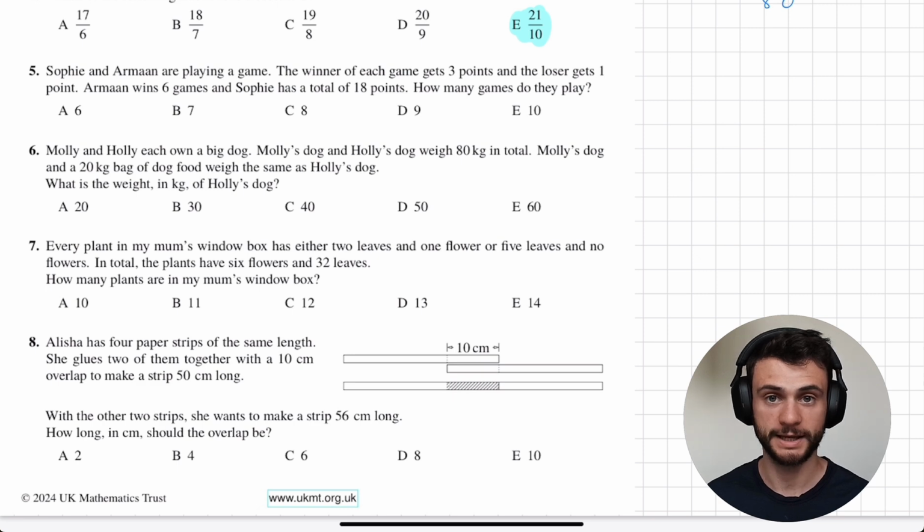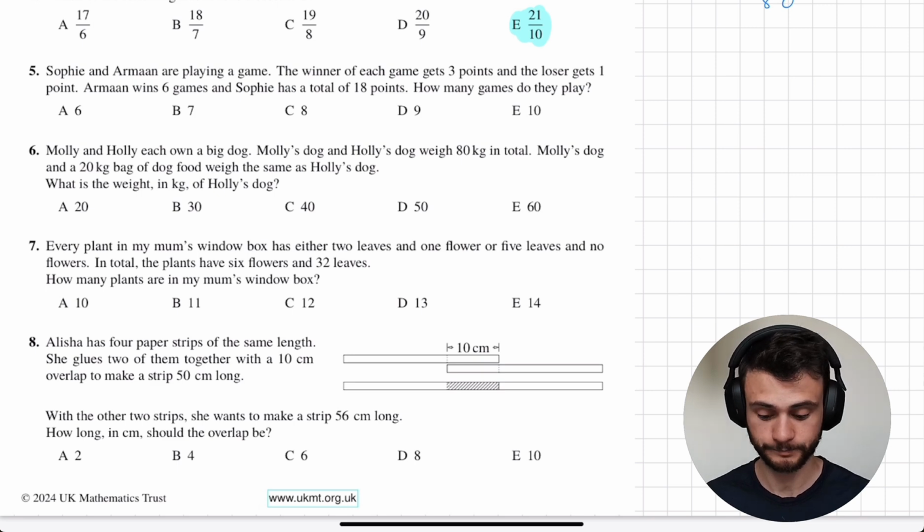And because Sophie gets 1 point for each game that she loses, that must have counted for 6 of her points. So she got 18 points. She lost 6 games, so that's 6 points. 12 points came from her winning games. So she must have won 2 games. Sorry. She must have won 4 games because each win is 3 points and she's got 12 points from winning.